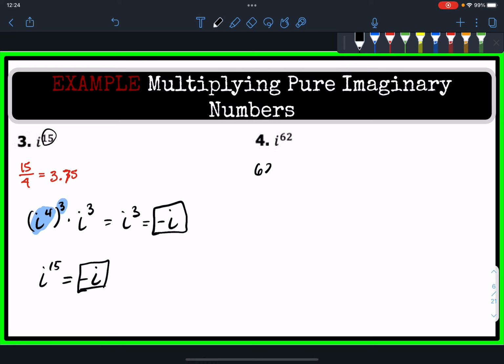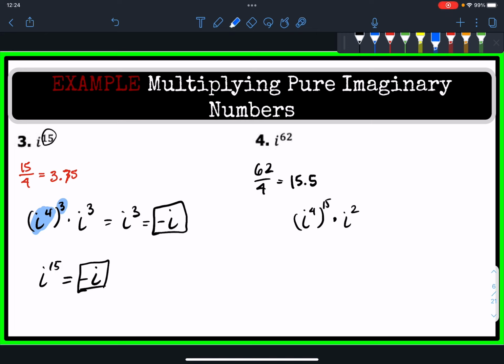So if I take 62 and divide it by 4, basically seeing how many times 4 can go into 62, I see that I'm going to get 15.5 times. So it can go in 15 times with a remainder. Let's see what that remainder is. If I take i to the 4th and raise it to the 15th power, that equals 60. So that means that the remainder is going to be 2. And that makes sense, 2 divided by 4 is equal to 0.5.